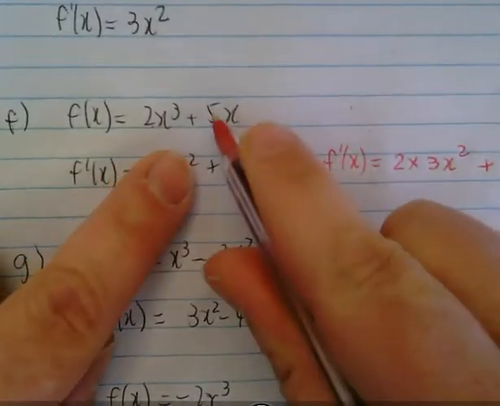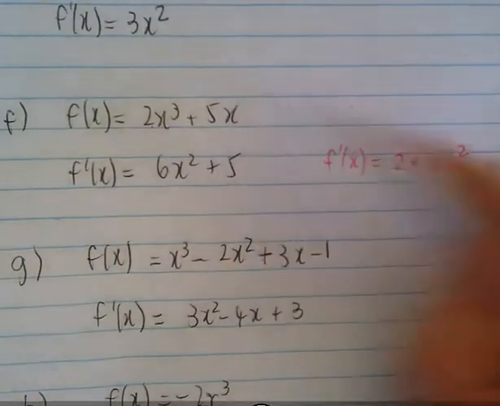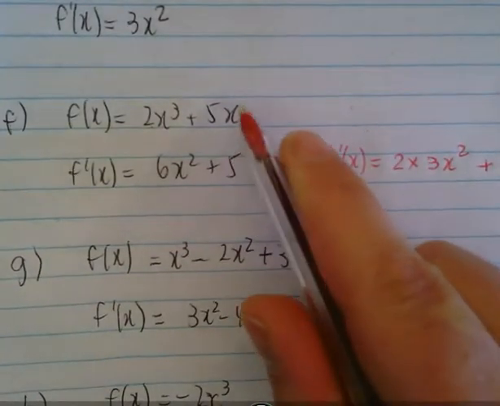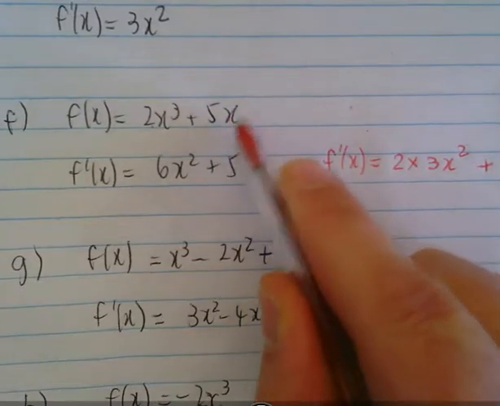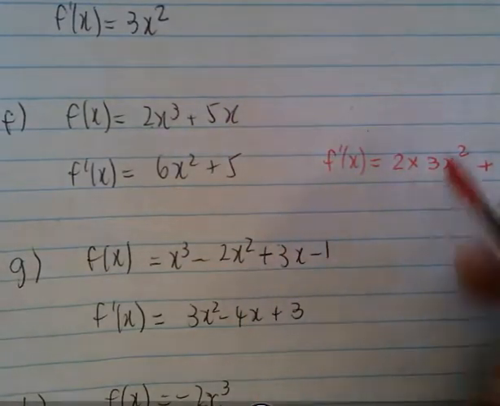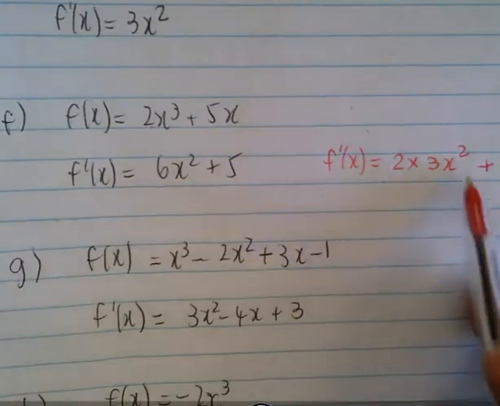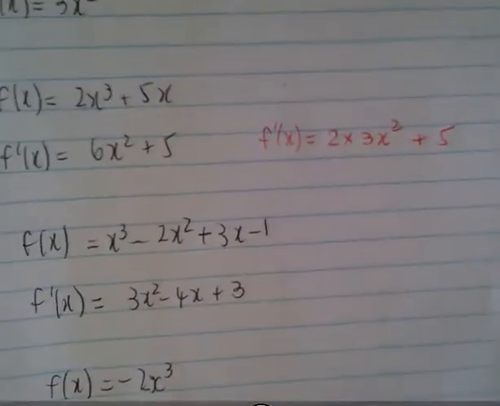Plus, remember when you're differentiating something just with x to the power of 1, you just get the coefficient, because you're dropping a power. Because that's 5x to the 1. The 1 comes to the front. You end up with x to the 0, which is just 1. So that's how we get 6x squared plus 5. Sorry, you can't see the 5.